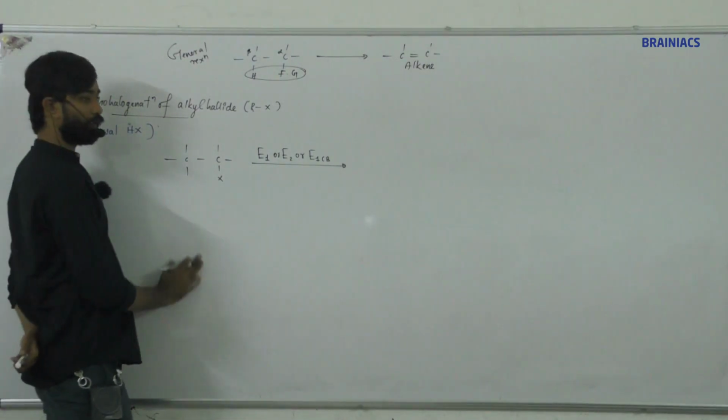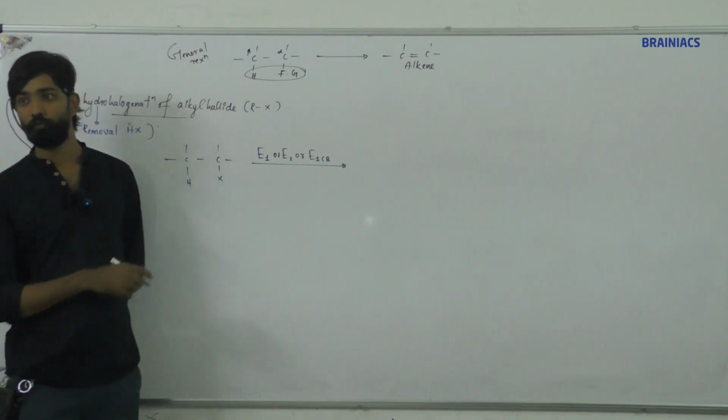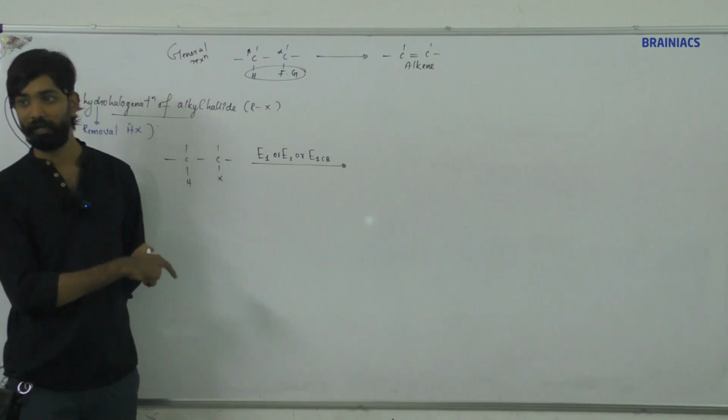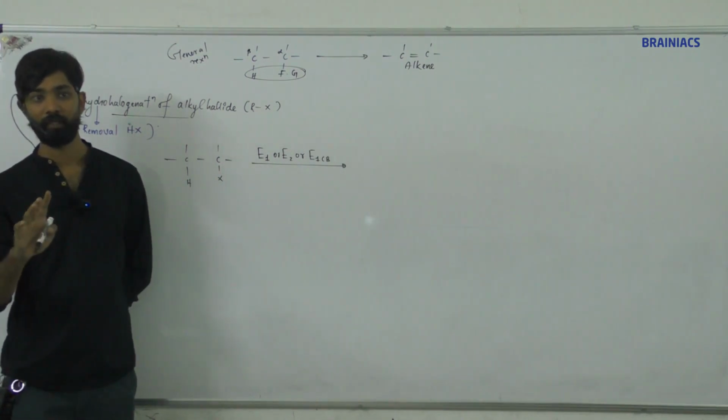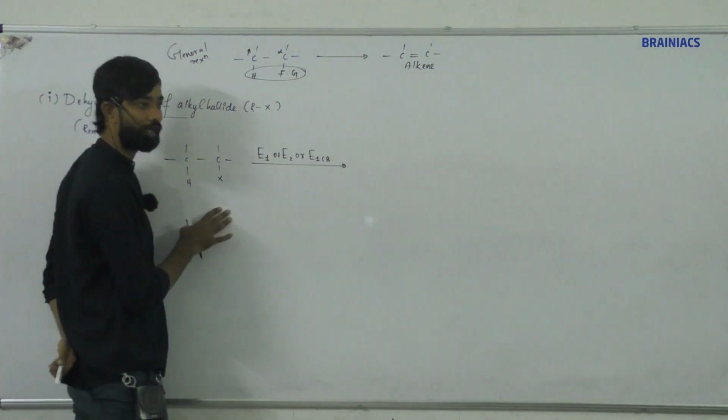Unfortunately, we can't predict the mechanism if the beta elimination is in the case of alkyl halide. We can't predict the mechanism. But if it is in the case of alcohol, we can predict it as E1 mechanism. Here we can't predict the mechanism.